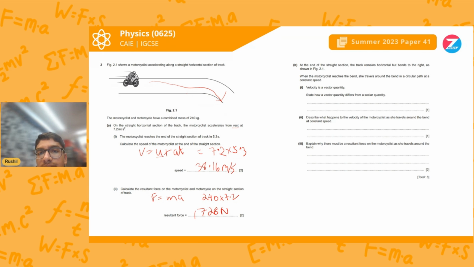Now, part B says that at the end of the straight section, the track remains horizontal but bends to the right, as we can see here. When the motorcycle reaches the bend, she travels around the bend in a circular path at constant speed. Velocity is a vector quantity. State how a vector quantity differs from a scalar quantity. As we know, a vector quantity has a specific direction.